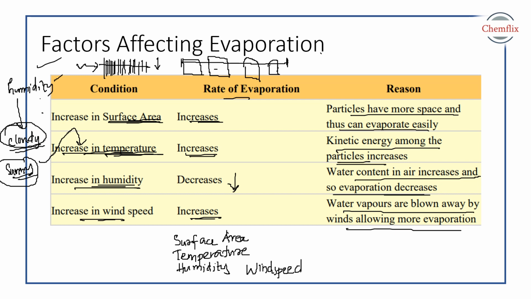Listen here. All you need to do is just imagine you are going to dry your washed clothes. What happens? Increase the surface area, the rate of evaporation increases. Increase the temperature, the rate of evaporation increases. Increase the humidity, the rate of evaporation decreases. Then comes wind speed: increase the wind speed, the rate of evaporation increases.